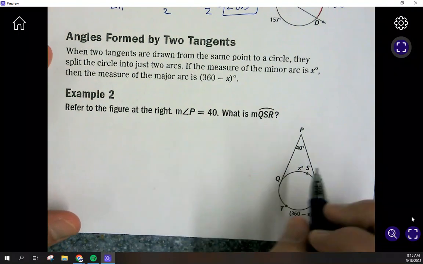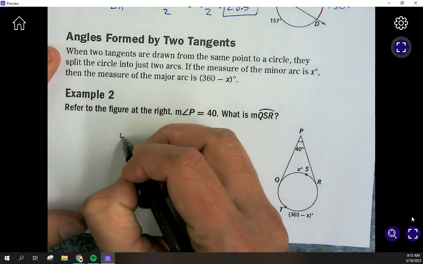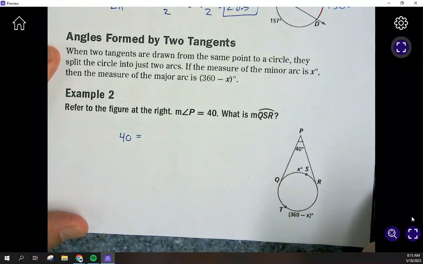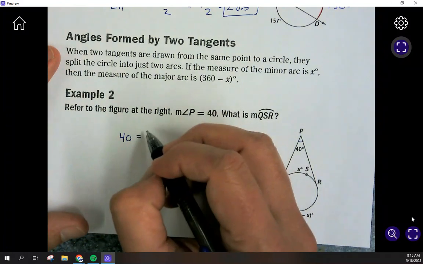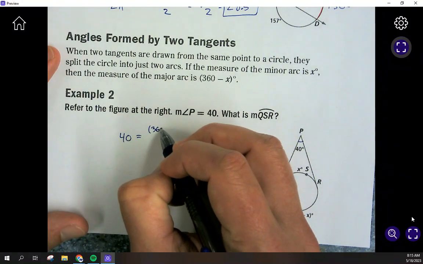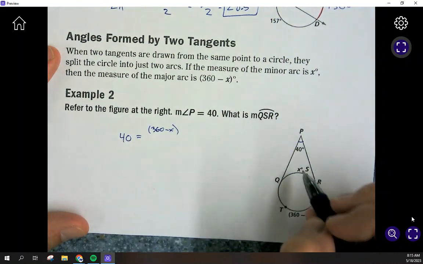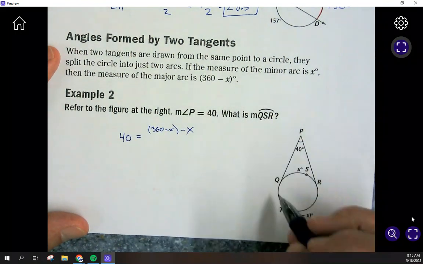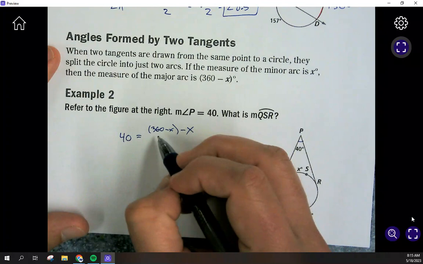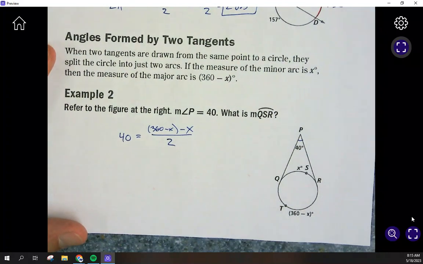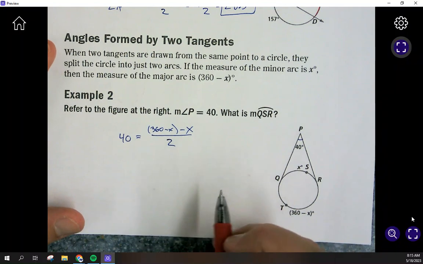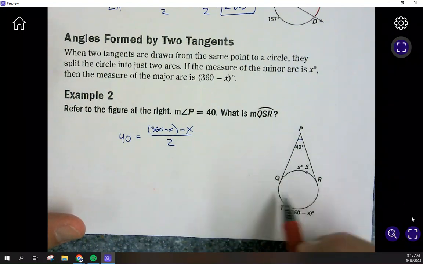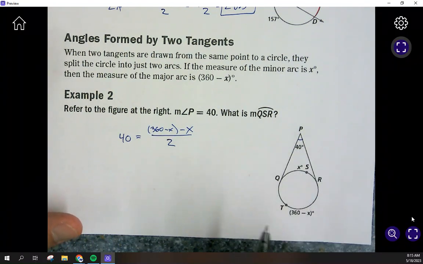So if I set up my equation, my angle, which is 40, is going to equal this arc minus this arc divided by 2. So the big arc is 360 minus x. The little one is x. So I'm taking the big arc minus the little arc and dividing by 2. If I run this algebra, I can actually get the value of x here. So with just one piece of information on these tangents, I can actually find everything.